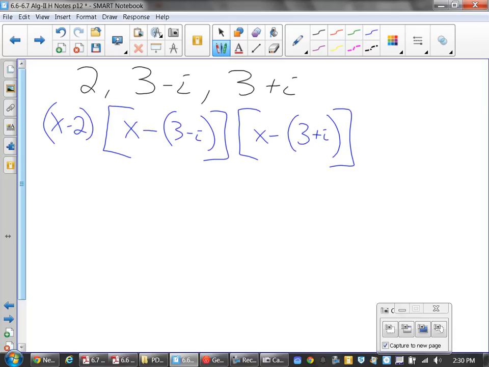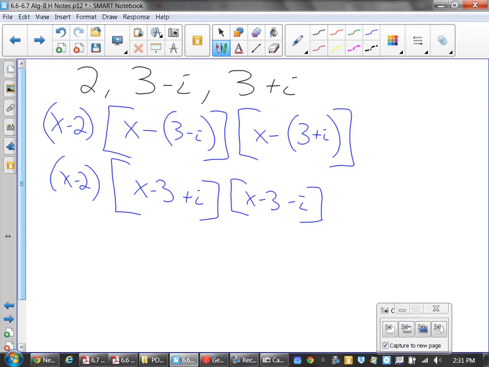At this point, what you want to do is exactly what Clay said. You want to distribute your negative. When you distribute your negative, in here you get x minus 3 plus i. You okay with that? No. Distributing out the negative, you get negative 1 times 3, negative 1 times negative i is positive i. Oh, okay. I do it again over here, you get x minus 3 minus i. Up front, I still have that x minus 2. We'll worry about him later.